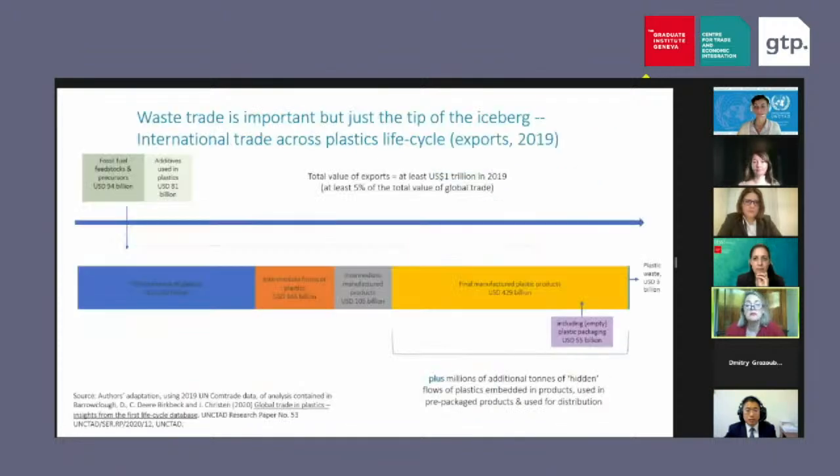Now, the next slide just shows very briefly what I showed you already, that waste is significant, but it's small compared to the whole story. Now, the primary forms of plastics, which is blue on the left-hand side there, as you see, was worth $322 billion in 2019. And what we do know is that more than 50% of the primary forms of plastic that are produced are actually traded. So you see, trade is absolutely fundamental to this birth of the plastic life cycle.